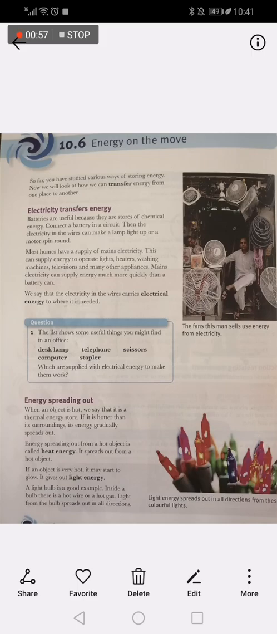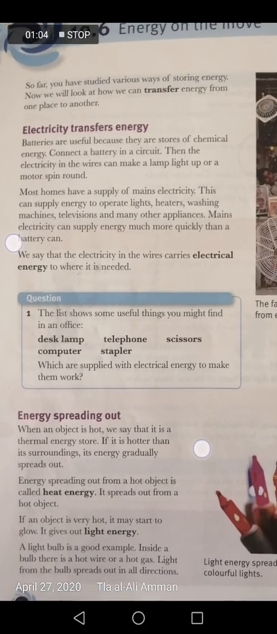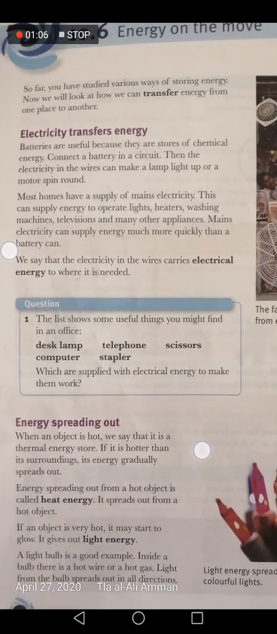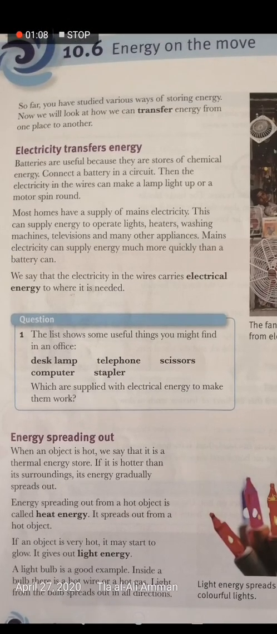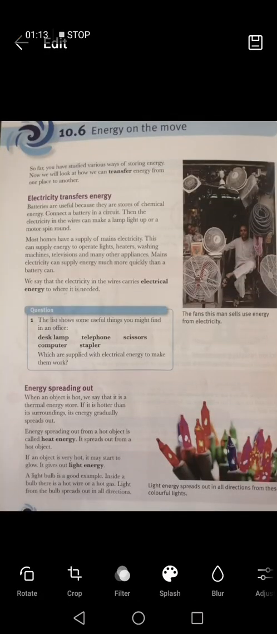So we know that all appliances and these supplies need electricity to work. Here we have a list of useful things we might find in an office, which of them are supplied with electrical energy to make them work. Let's look at them one by one.